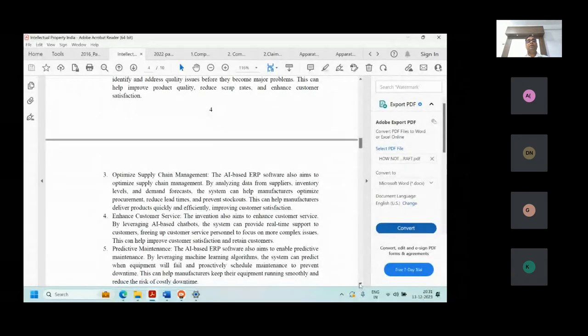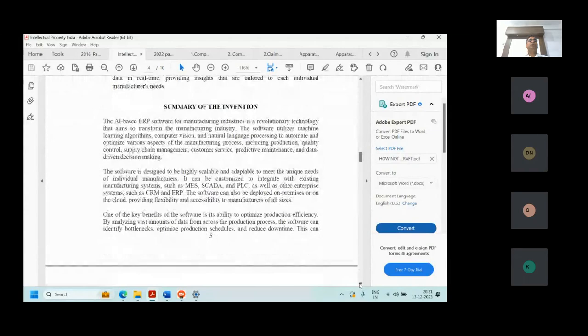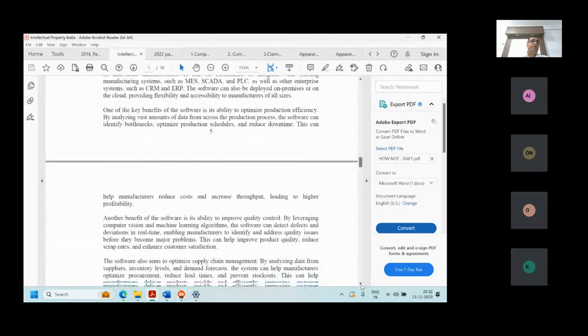Now, go further. Okay, summary of invention. AI-based ERP software for manufacturing is revolutionary technology that aims to transform the manufacturing base. The software utilizes a machine learning algorithm, computer vision, natural language processing to automate and optimize various aspects of the manufacturing process. Where is the invention? The software is designed to be highly scalable and adaptable to meet the unique needs. This software is the invention which they are claiming, AI-based ERP software. That is not defined anywhere. They have not even talked about it. They have talked about what it uses, but they are not defining how it works, or what are its elements. Nothing is here. Benefit is there.